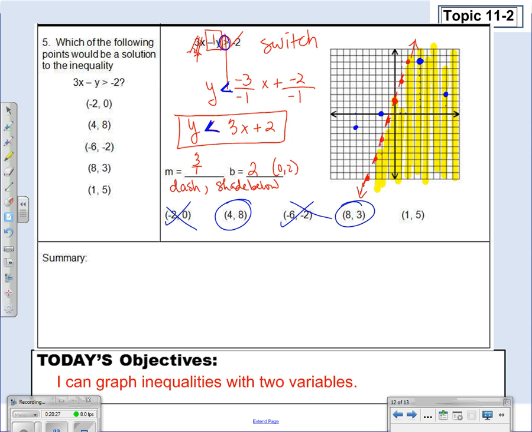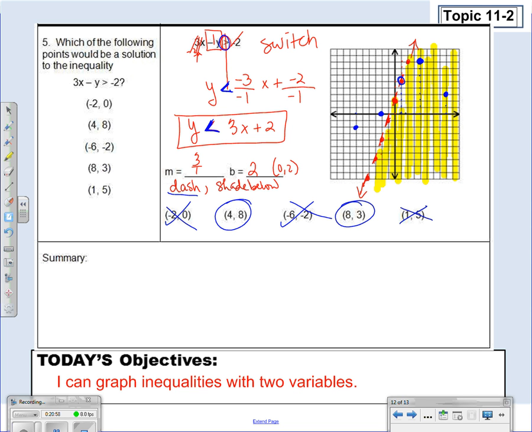This is probably the most tricky one. I go 1 to the right and up 5. 1, 2, 3, 4, 5. You'll notice that that is the point that is on the line. Because our line is a dashed line, that means it is not included, because we just want things that are less than, not equal to. So 1, 5 is not a solution because it is on the line, and our inequality says it should not be equal to.